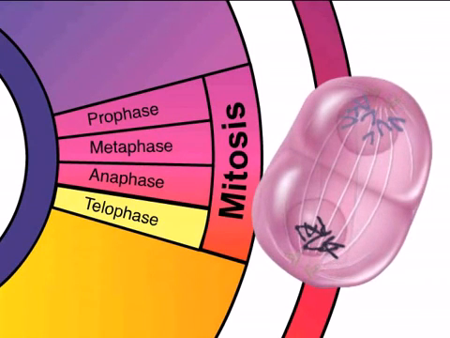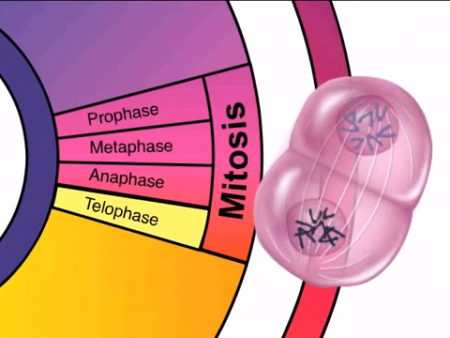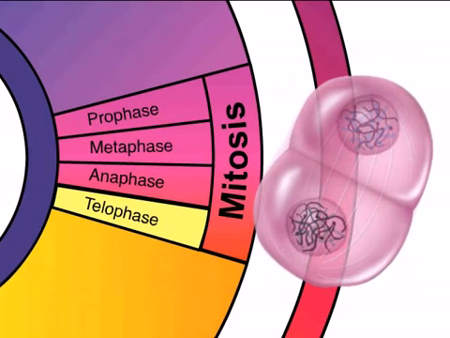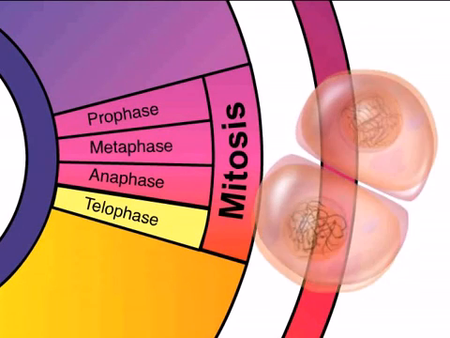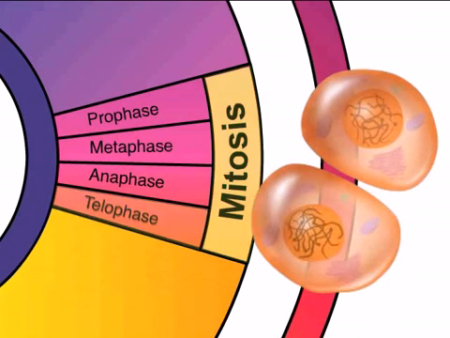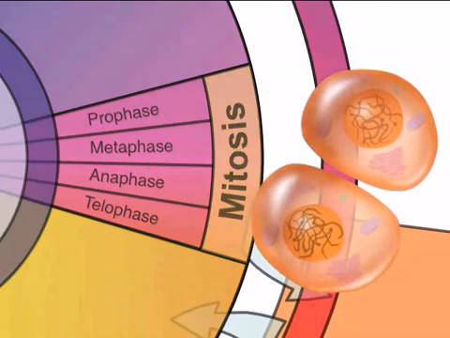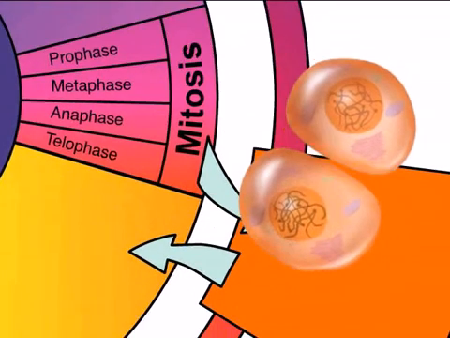In telophase, a nuclear membrane forms around a group of 46 chromosomes. The spindle fibers disappear and the chromosomes uncoil. Cytokinesis occurs and the cytoplasm divides into equal parts. 2 identical daughter cells have been formed. Each new cell moves back to the G0 stage and is ready to begin the process again.